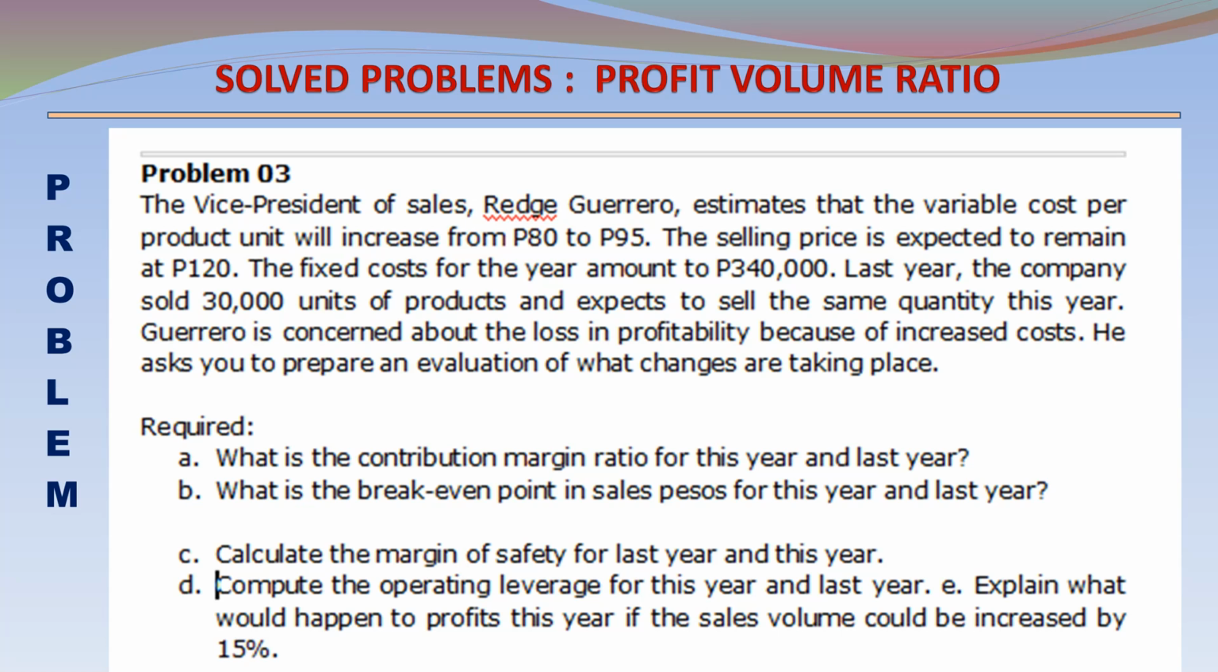Required. A. What is the contribution margin ratio for this year and last year? B. What is the break-even point in sales pesos for this year and last year? C. Calculate the margin of safety for last year and this year. D. Compute the operating leverage for this year and last year. E. Explain what would happen to profits this year if the sales volume could be increased by 15%.